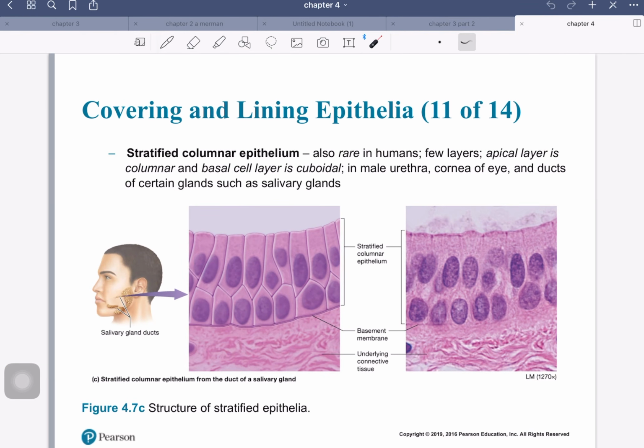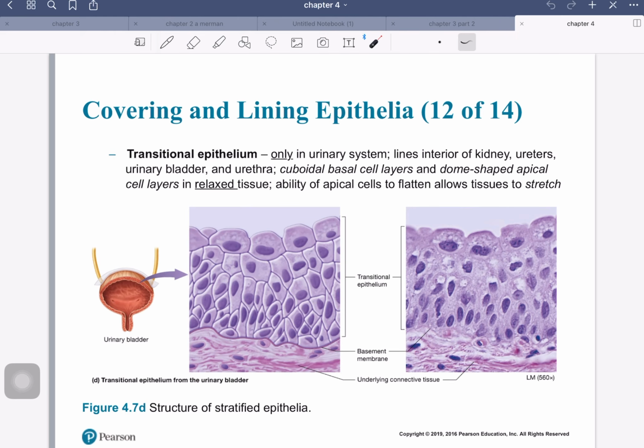Remember, we always start off with, is it simple or stratified? And the second part of the name will always give us a description of the cell shape. And there is stratified columnar epithelium, also not that common. The apical layer is columnar, and the basilar cells tend to be cuboidal. And we can see that here. These cells tend to be more cuboidal in shape, whereas the apical ones are a bit more columnar in shape. And once again, this is associated with things like salivary glands.